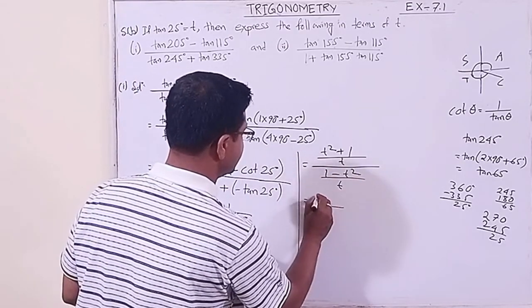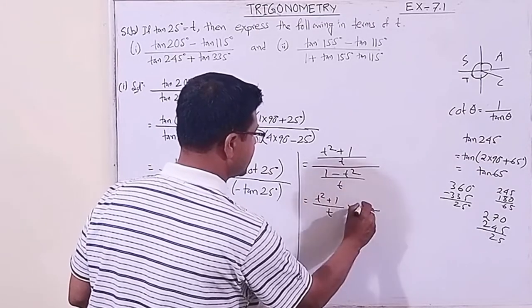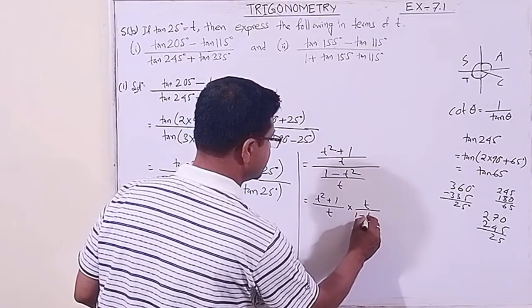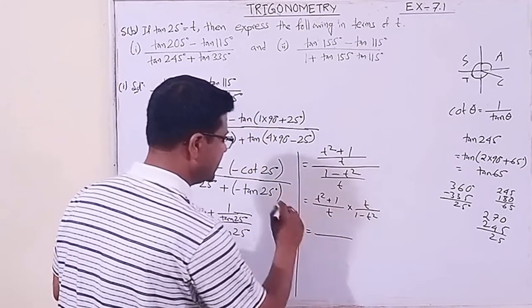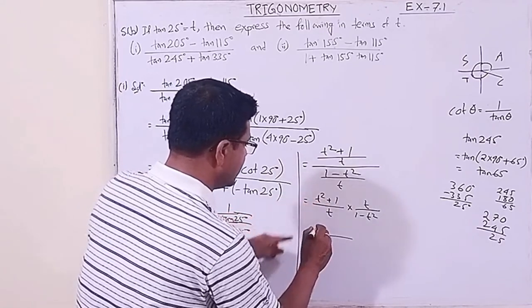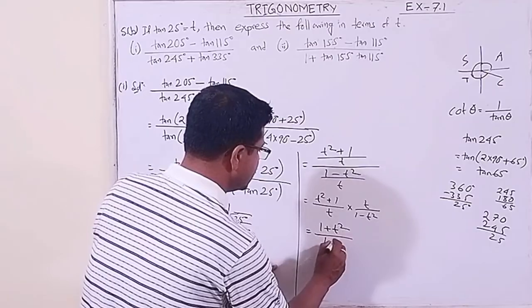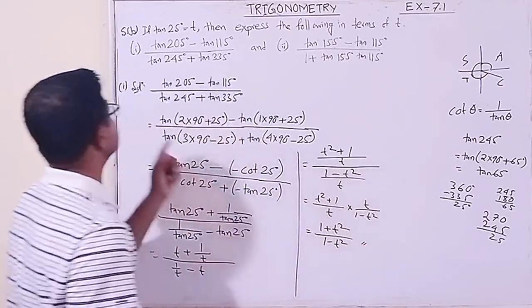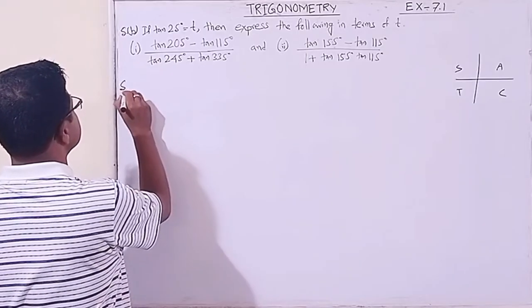Directly also you can write, if you try, t square plus 1 by t into the reciprocal, t into 1 minus t square. Now this t and this t will get cancelled, so let us arrange this. Let us write 1 plus t square and here 1 minus t square. This is the answer of this. Okay, now let us move to the second one.